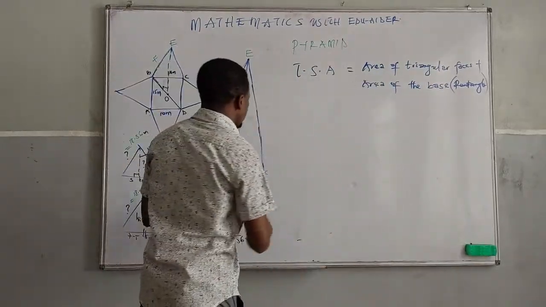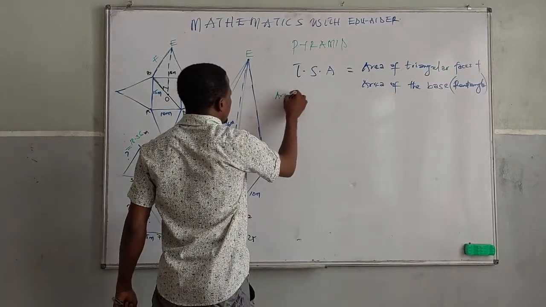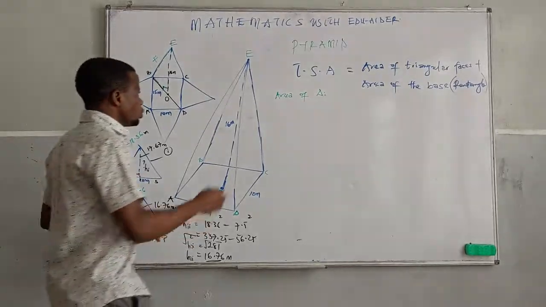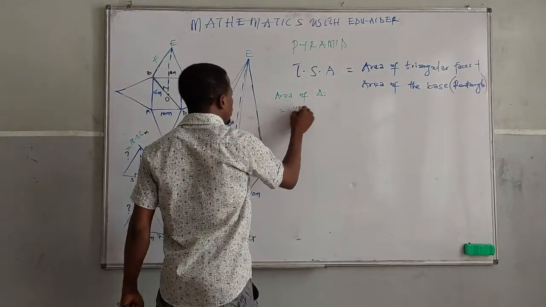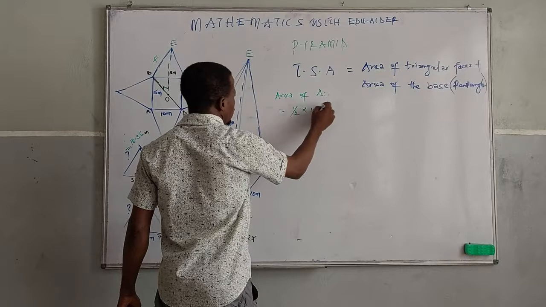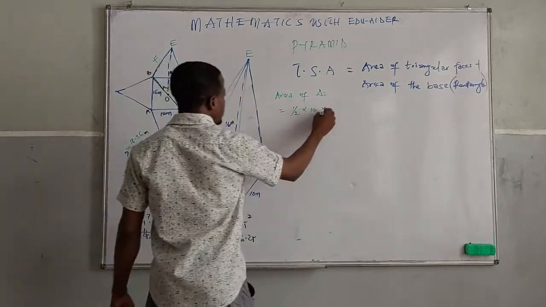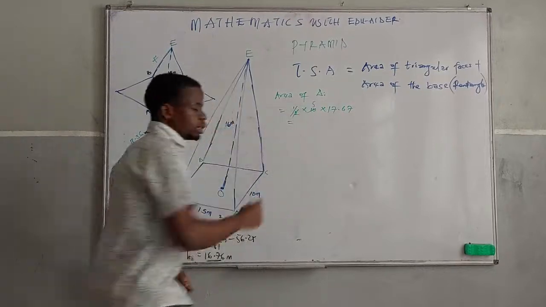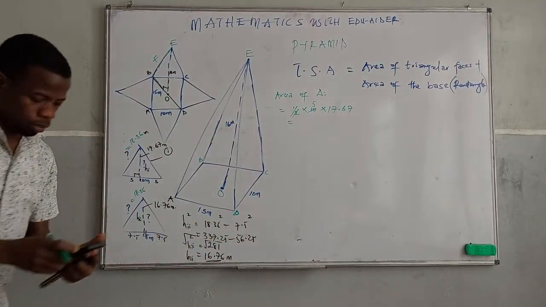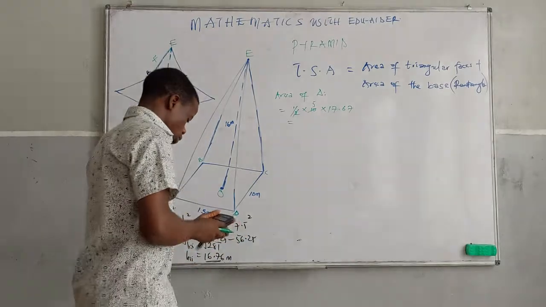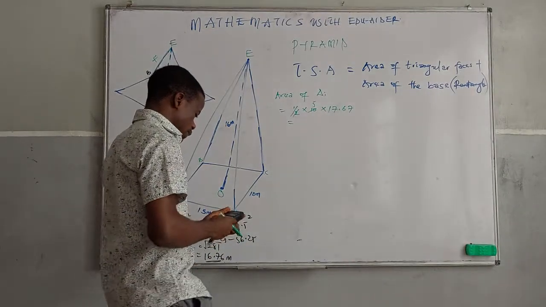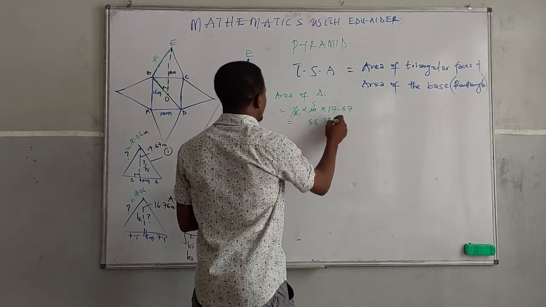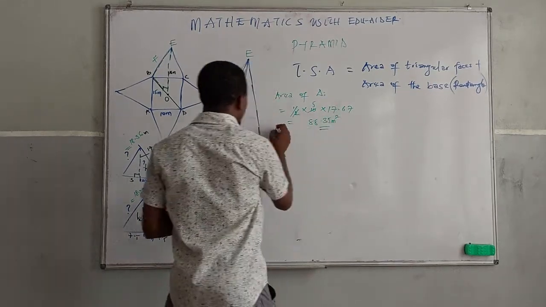Area of triangle 1, the first triangle, will be equal to half times the base, which is 10, times the height. The height is 17.67, right? That's 5 times that. 17.67 times 5. That is 88.35 meters squared.